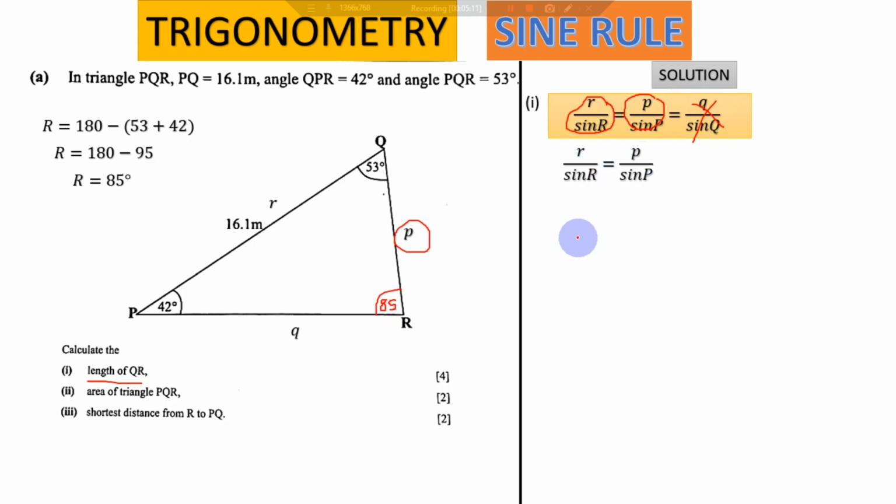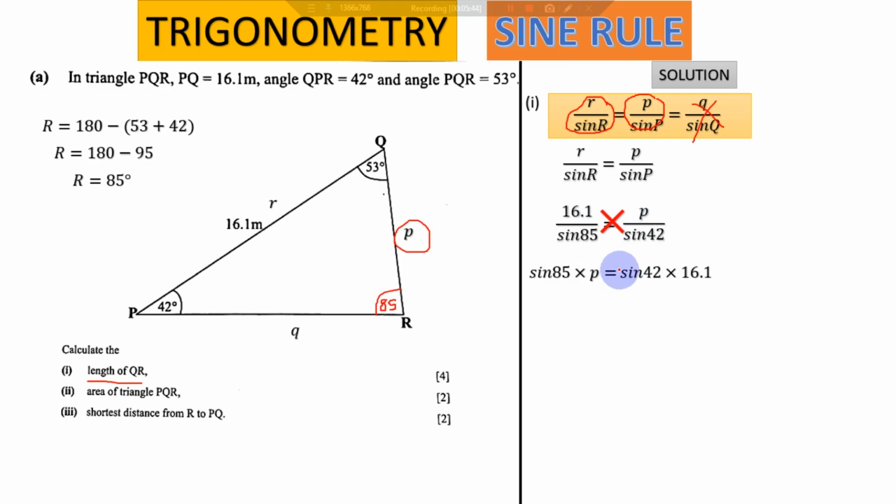So let us substitute the values. The value for r is 16.1 and sine R, capital letter R, is sine 85, equals to p, which we do not know, over sine of capital letter P, which we know is 42 degrees. So p over sine 42. From here, we are going to do cross multiplication. So we multiply sine 85 times p equals to sine 42 times 16.1.